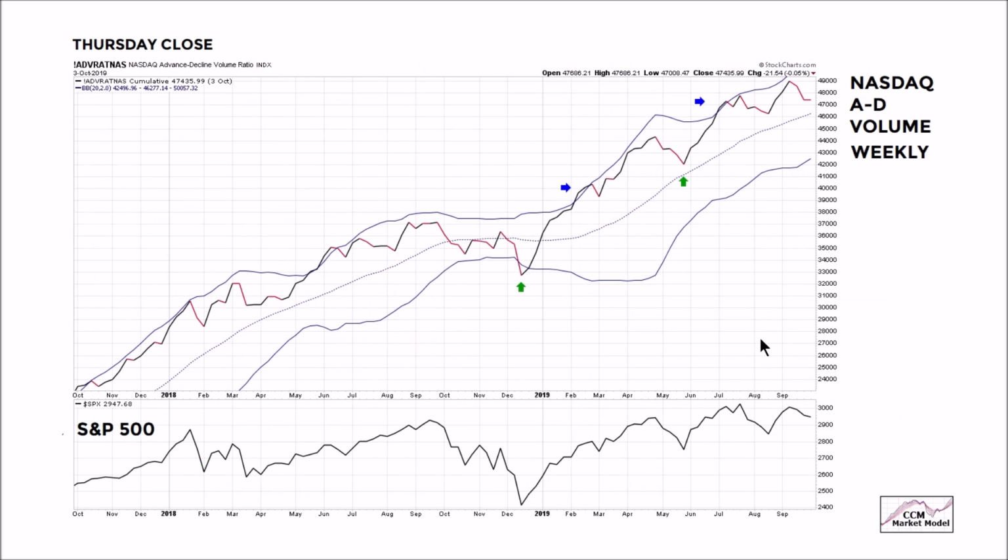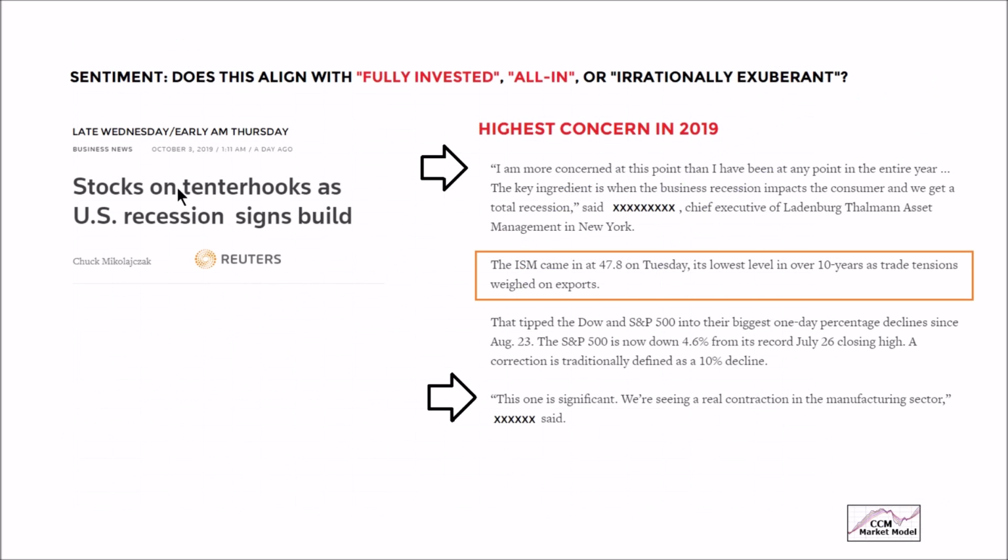NASDAQ AD volume weekly. As of Thursday's close, there's nothing on this chart. The present day looks more like this constructive period here and really doesn't look anything like this concerning setup here.